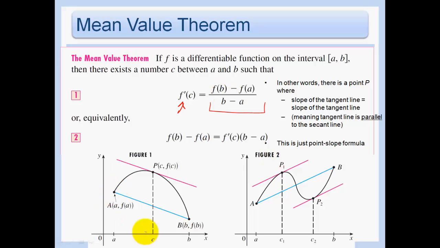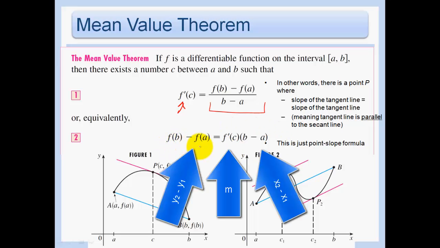Here we see a great illustration. At some point along the graph, the slope between 2 points is equal to the slope of the tangent line at some point within the interval. This can happen more than once. If you cross multiply here, you get f of b minus f of a equals f prime of c times b minus a, and you'll realize that this is just y2 minus y1 equals the slope times x2 minus x1.